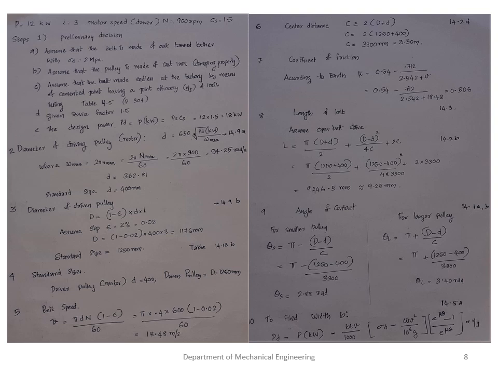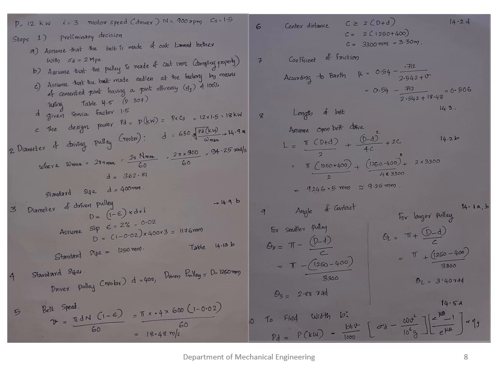We will consider the given service factor 1.5, and the design power PD is equal to P into Cs. For finding the diameter of the driving pulley, we have equation 14.9a: d equals 630 times the cube root of 3 PD by omega max, where omega max is equal to 2 pi n by 60. You can substitute and find the value of small d, and obtain the standard dimension from the standardized table 14.13b, for the driven and driving pulley.